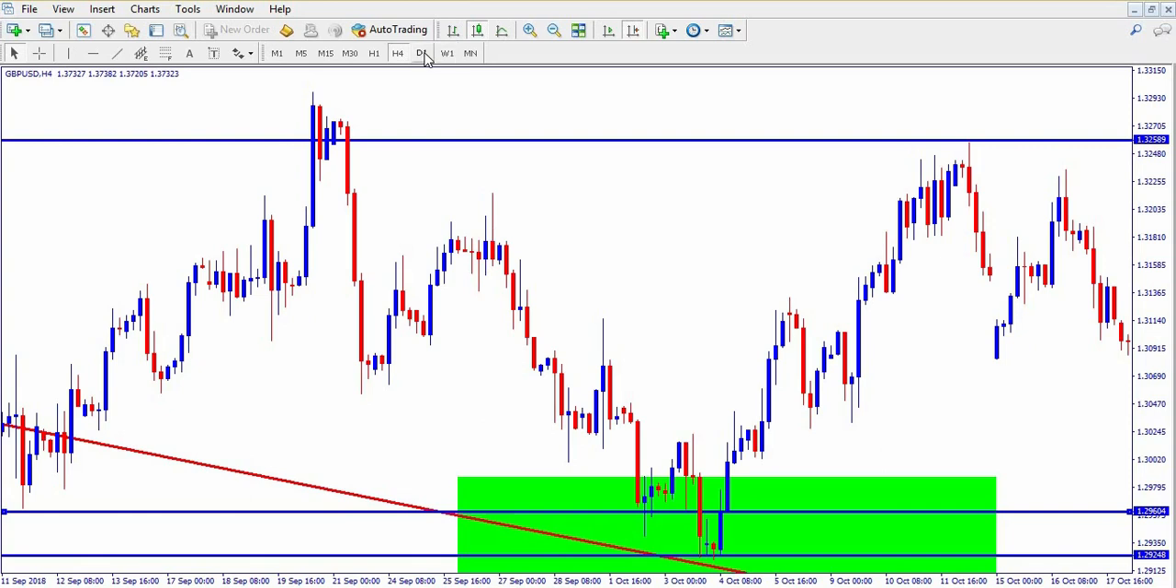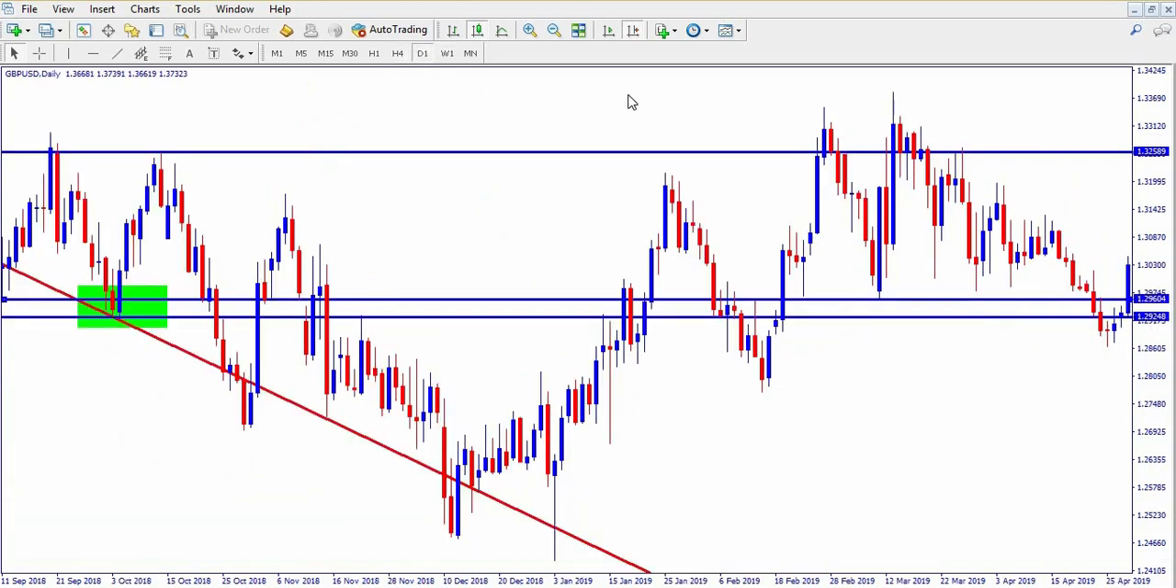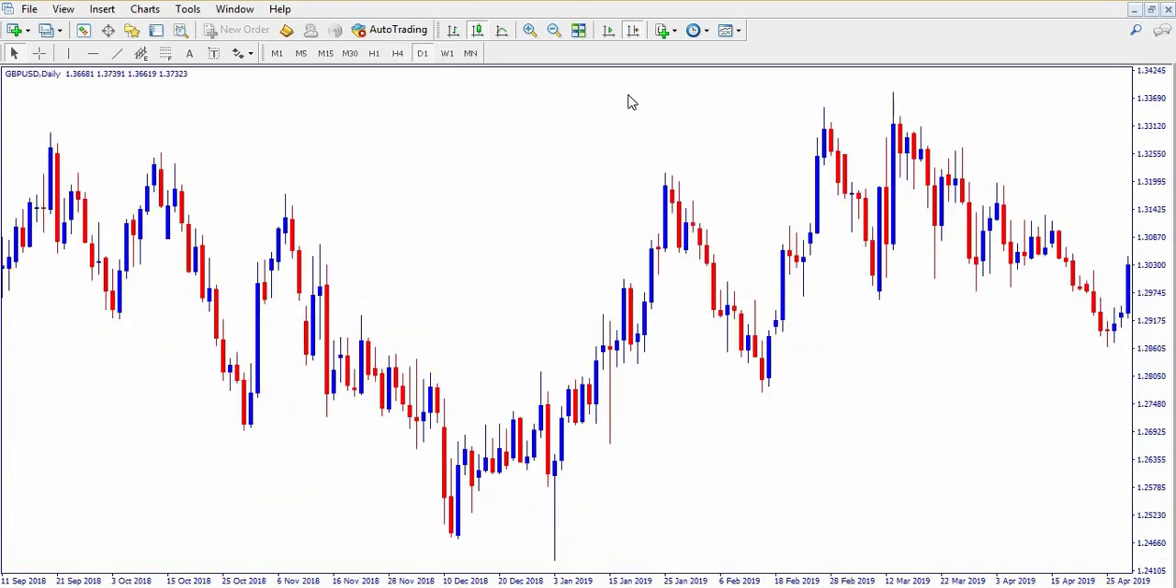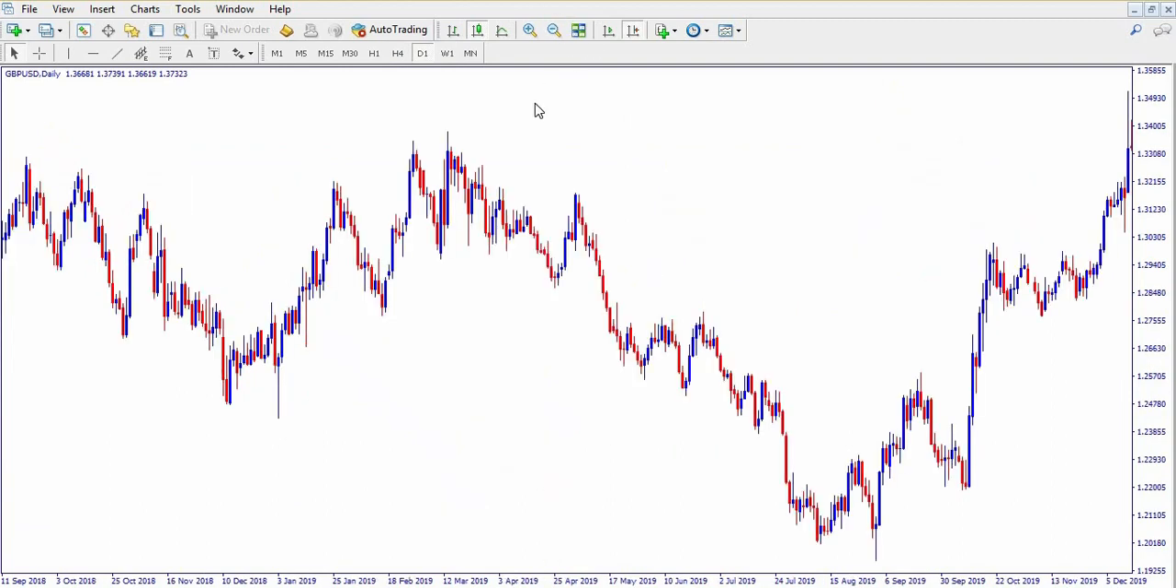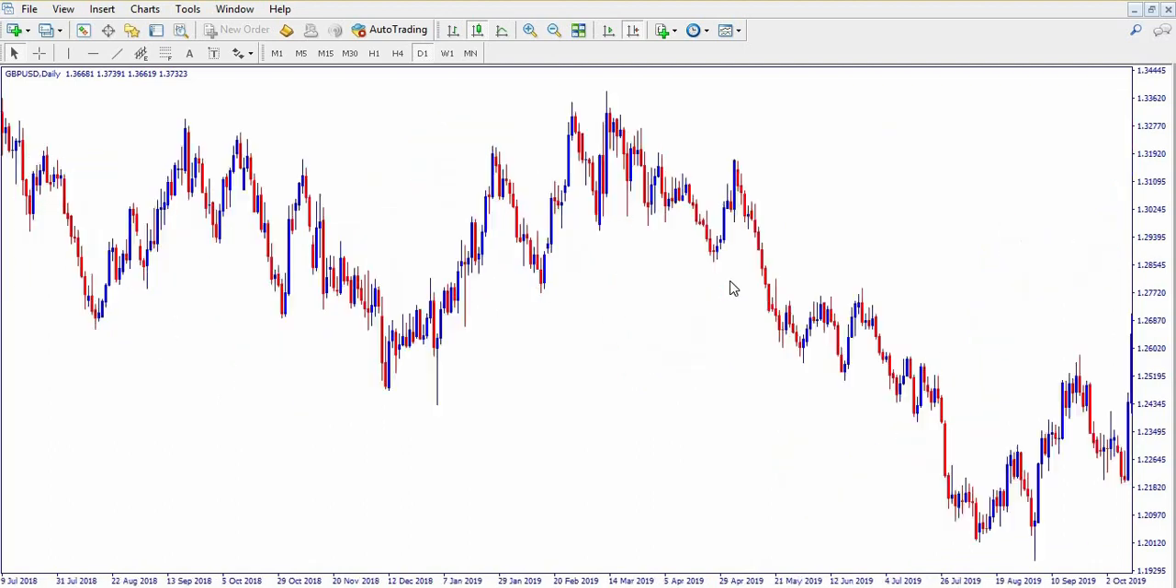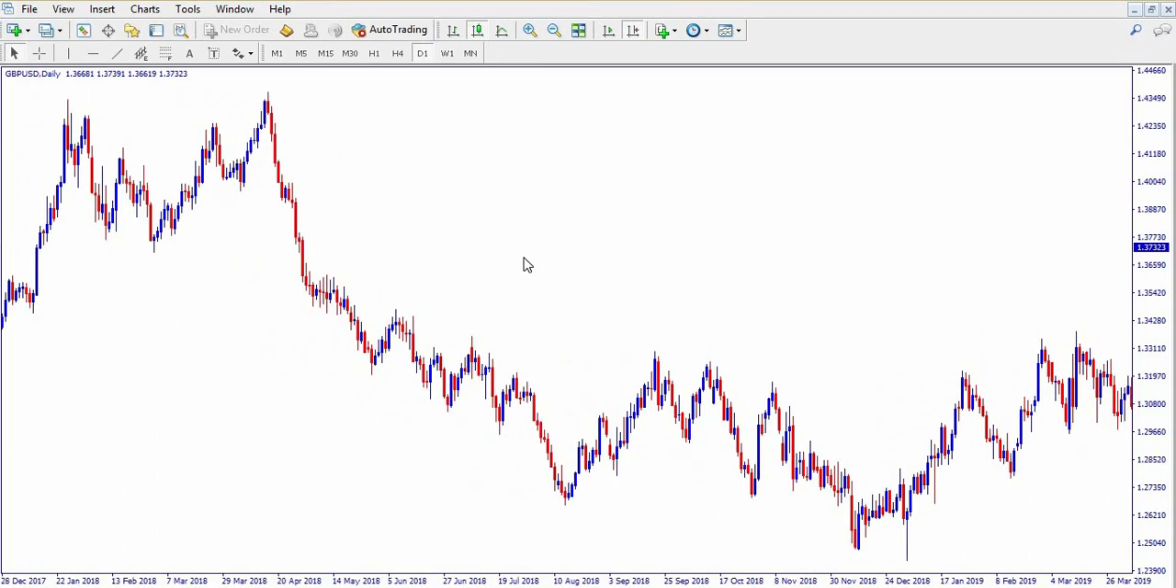So you see why I love respecting the trend. Don't go against the trend if you don't want to lose money in the market. The trend is your friend. Respect the trend, it will respect you. Disrespect the trend, it will blow off your account. As simple as that. Don't go against the trend.